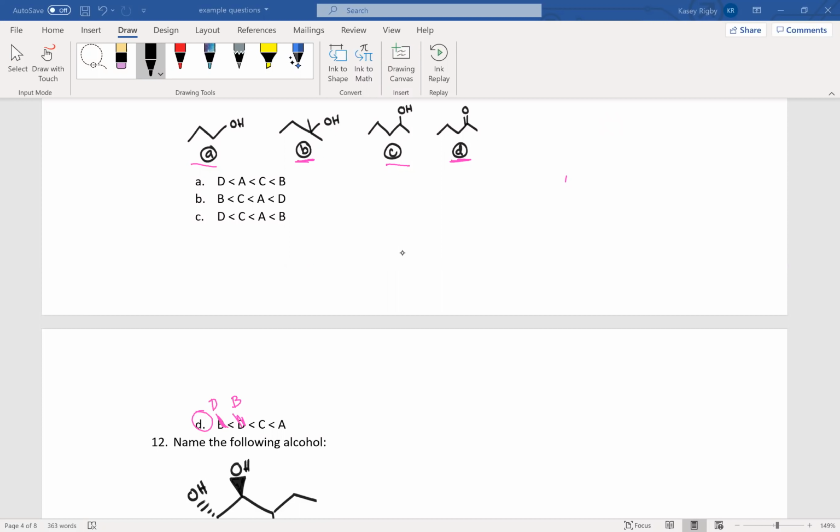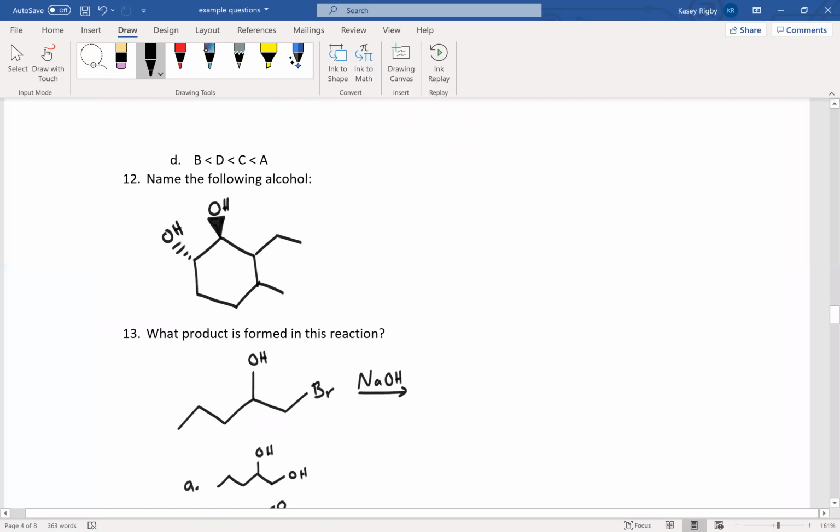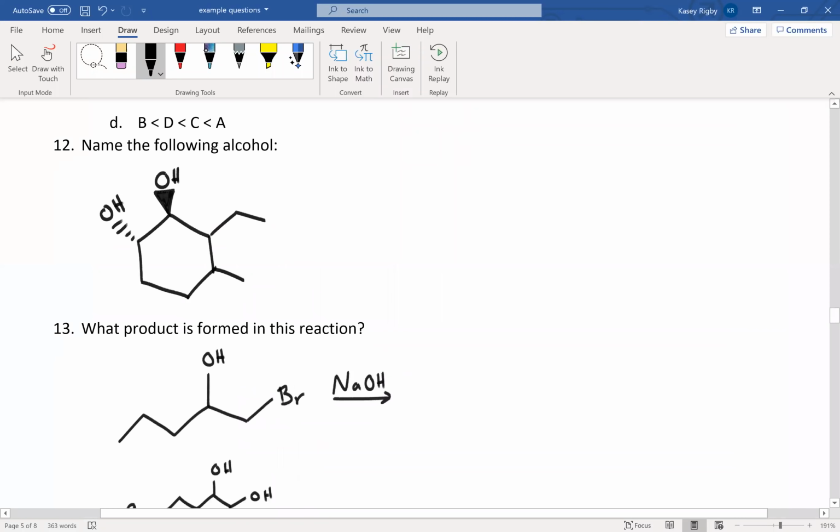I'm just going to continue going over them. So name the following alcohol. This one I did not make multiple choice because I wanted to give you guys practice trying to name them yourself without picking from a list of 4. So let's name this together.